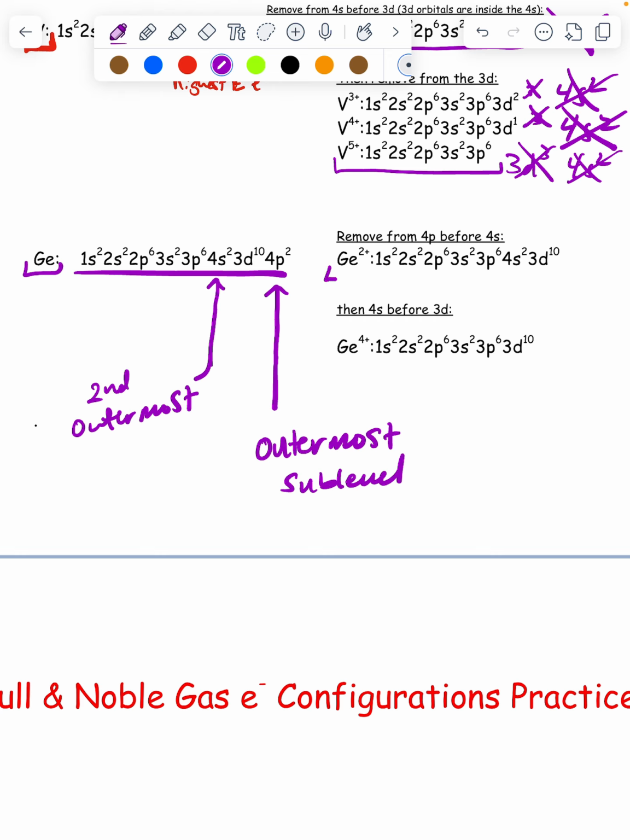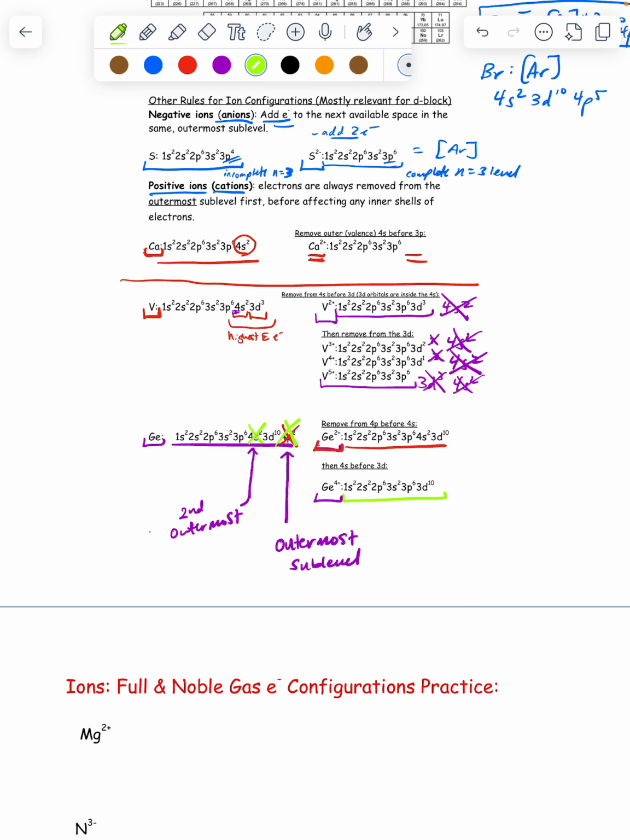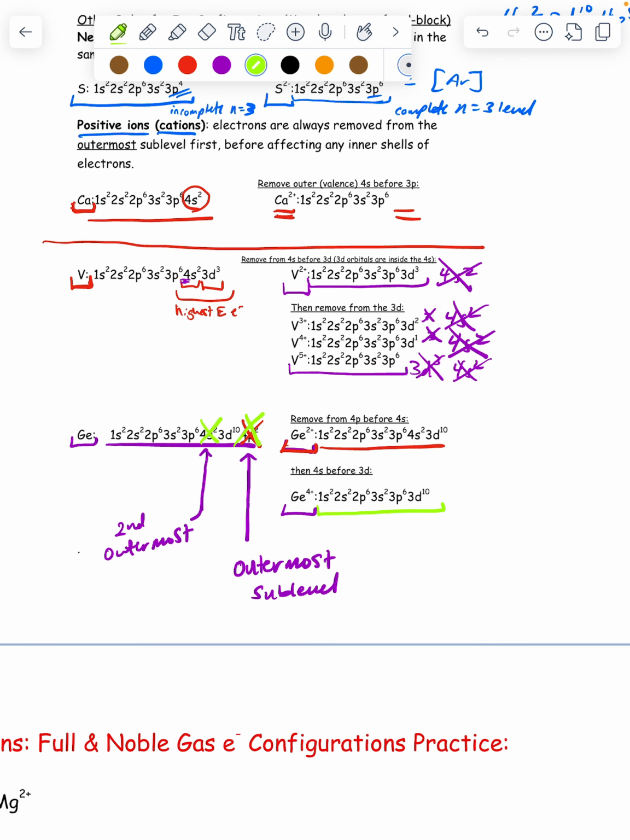But I've been asked for germanium 2+ and germanium 4+. For germanium 2+, I'm only going to get rid of the 4p electrons. And so I can see that everything else here is remaining for the germanium 2+ configuration. If I get asked to do germanium 4+, I now have to keep going. I would get rid of the 4p and also the 4s, and that would leave me with this configuration for germanium 4+. So with negative ions, you are adding electrons to fill out that shell, to complete whatever shell you're in. And with positive ions, you're removing electrons, but always removing from the outermost sublevel first.